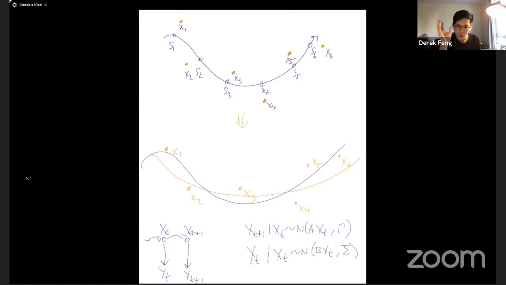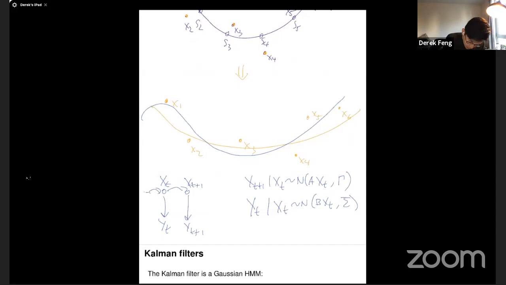Because here I make the very stringent assumption that the underlying XT, think of this as the position of the animal. How do I go to the next position? It's just going to be a linear function of my previous position. Here, what is the actual YT? It's just going to be a noisy version of my XT. Usually you can just say B equals I, for instance.